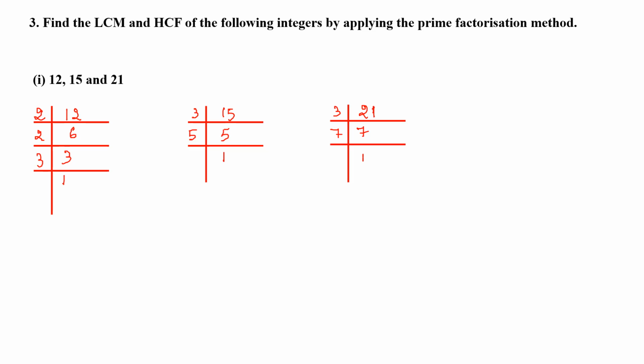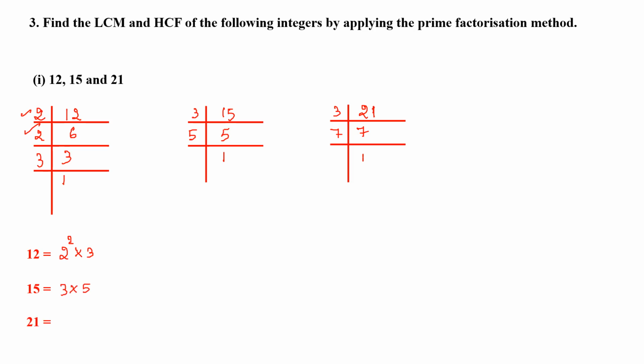Now I have to find LCM and HCF. So for that, first I am going to write these numbers as a product of their prime factors. So 12 I can write as 2 square into 3, isn't it? Because here 2 comes 2 times. Next 15 I can write as 3 into 5.